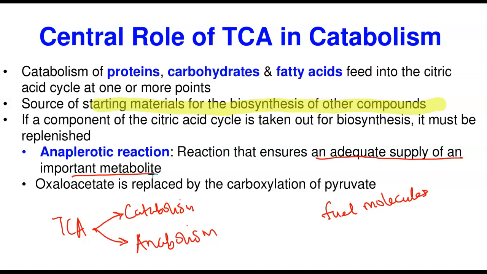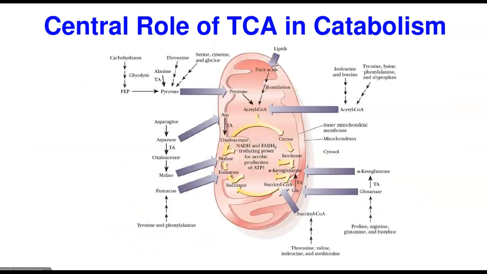A very good example is that if oxaloacetate is removed for the synthesis of an amino acid, it has to be replaced by carboxylation of pyruvate. So there is always a constant supply of this metabolite in and out to maintain the cycle. So if we look at this picture now, it shows us the central role of the tricarboxylic acid cycle, or citric acid cycle, in catabolism. Let's start from this side.